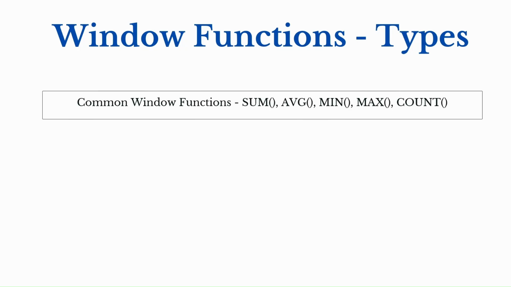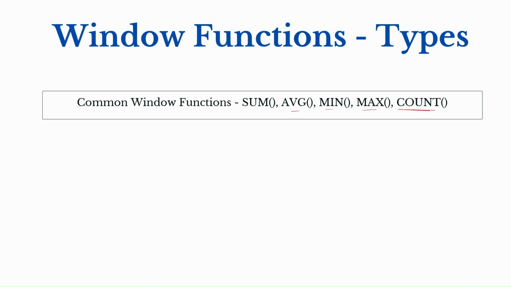Let's now take a look at the types of window functions. Basically, I have categorized all the window functions into three major types. The first one is the common window functions that include the sum window function, average, min, max, and the count function. These are nothing but the aggregation functions. So it could be sum, average, computing the minimum or maximum, or computing the simple count.